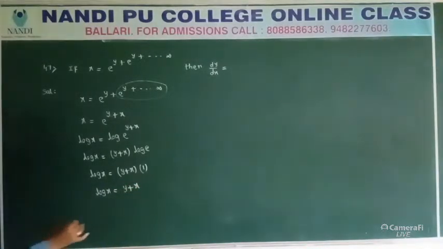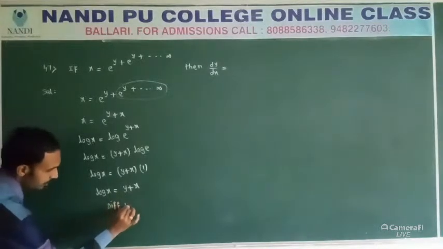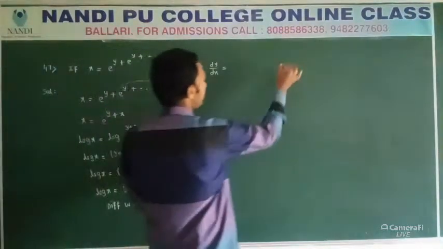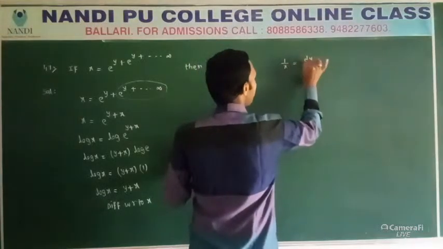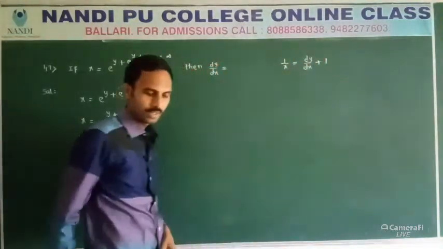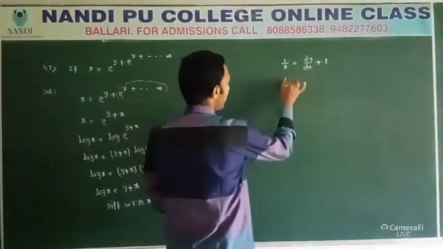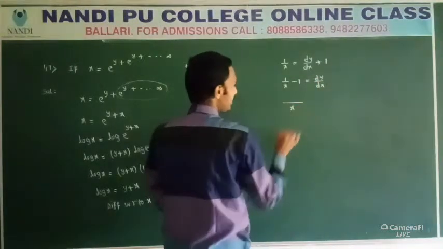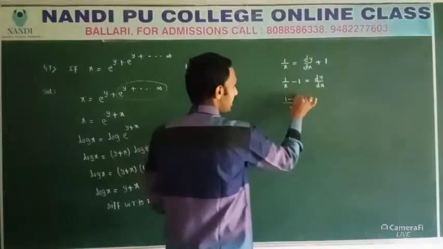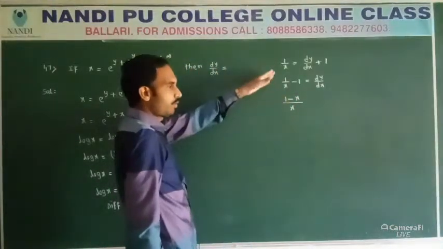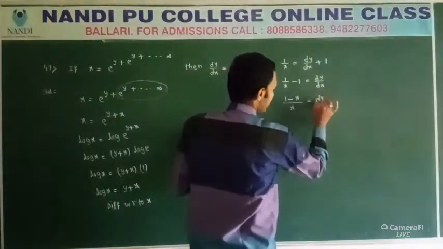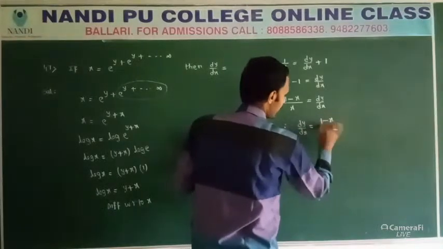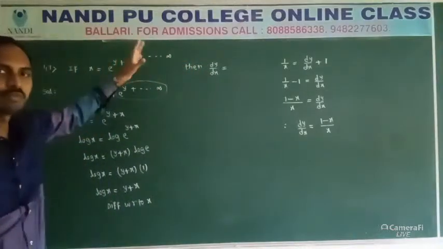Differentiate with respect to x. D by dx of log x is 1 by x. Y is dy by dx. X is 1. I want dy by dx. So 1 by x minus 1 is equal to dy by dx. Take LCM. LCM is x. Numerator 1 minus x. So 1 minus x over x is equal to dy by dx. Reverse. Therefore dy by dx is equal to 1 minus x by x. Okay, that is the derivative of the given function.